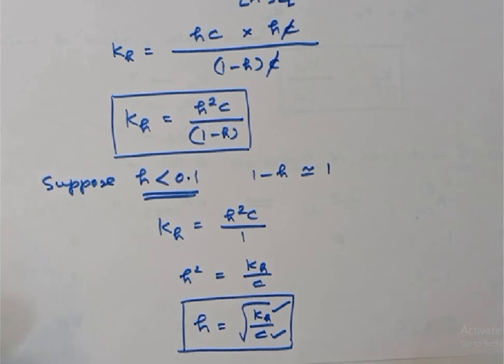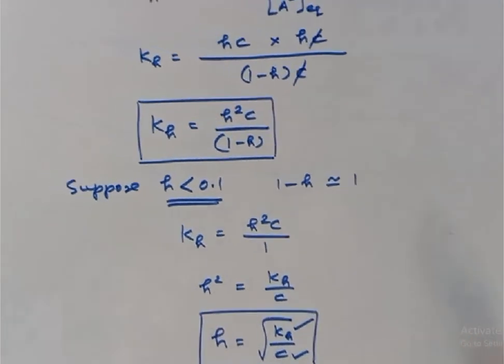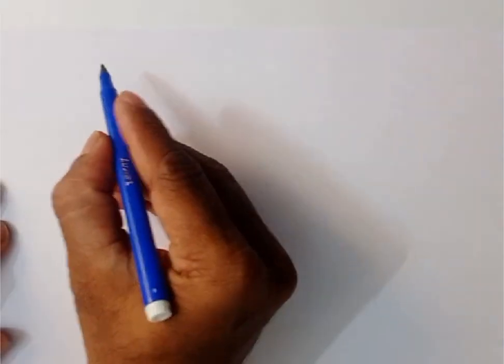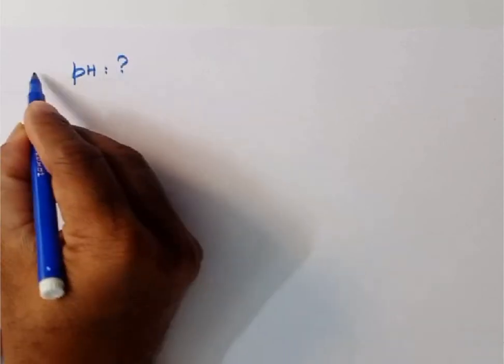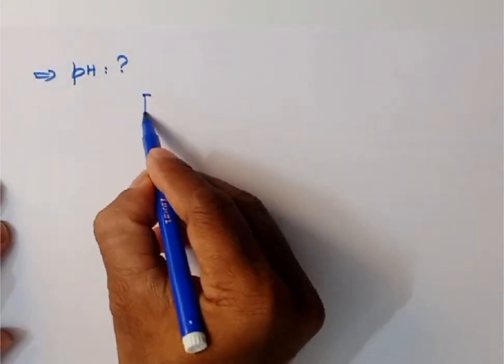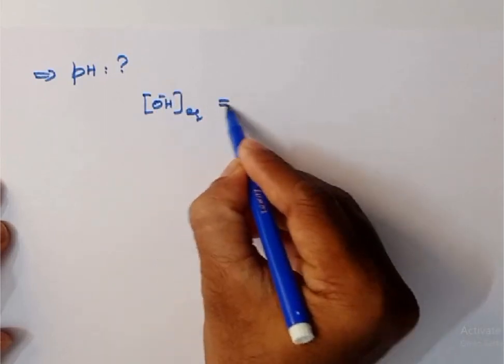Now I will see how to calculate pH of the solution. How to calculate pH of this solution. This is the next point. You know very well the equilibrium concentration of hydroxide ion in this case is H into C.